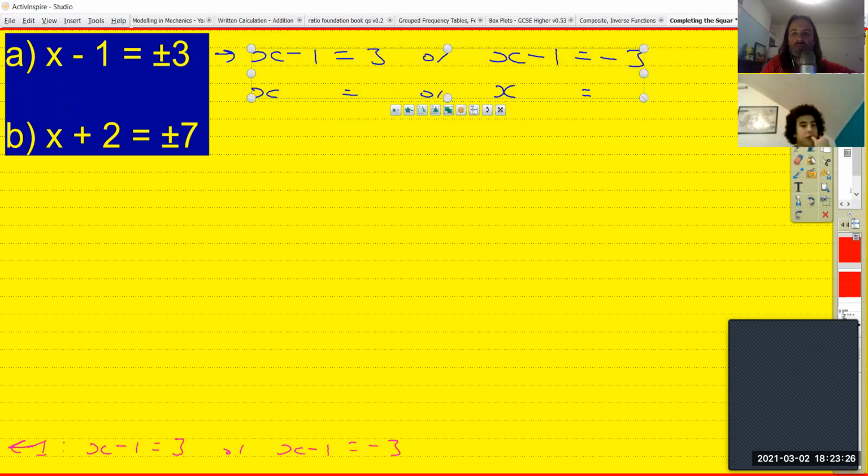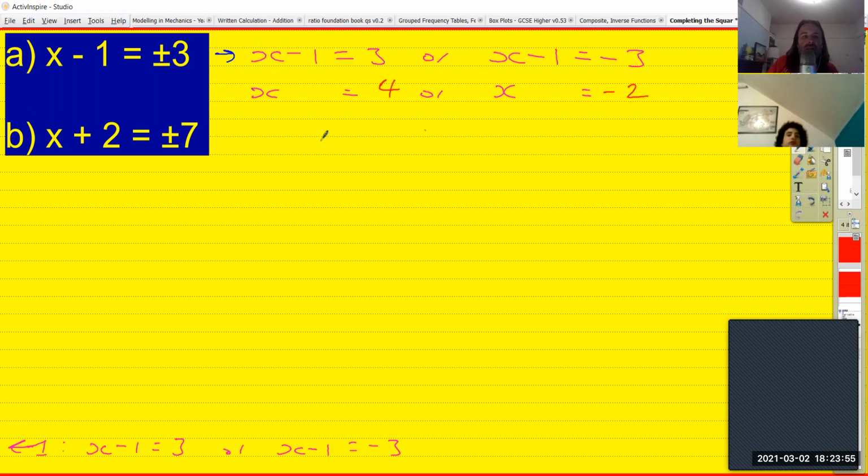Not really sure about this one. Just solve them separately. x minus 1 is 3. What is x? x is 4. Yep. And the other one? x is 5. Which one, question B or this one? B. So you have the other half of the question. x is minus 2.